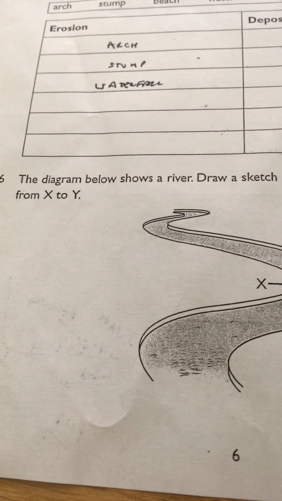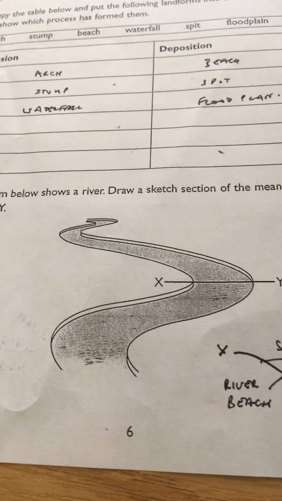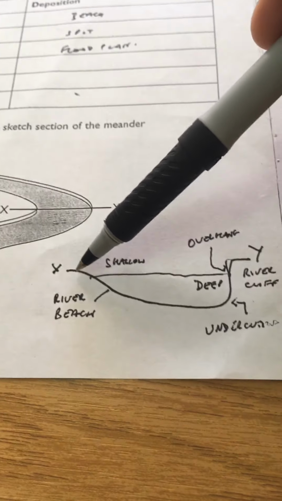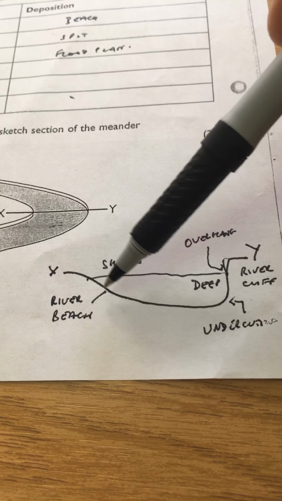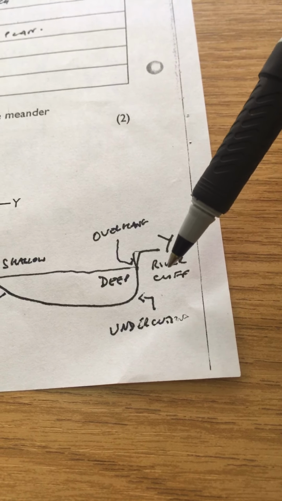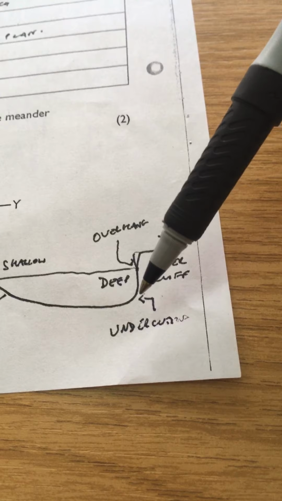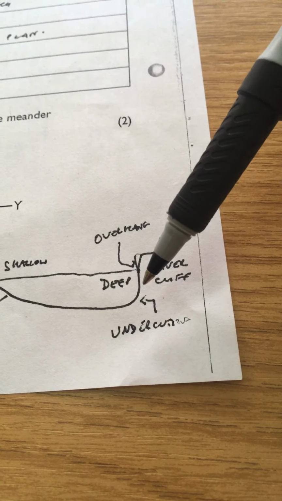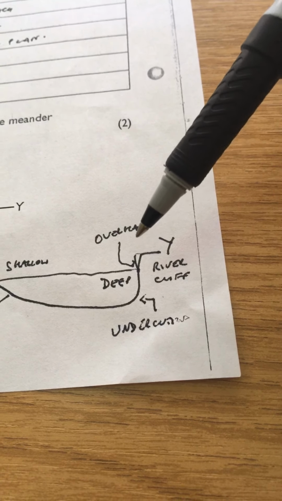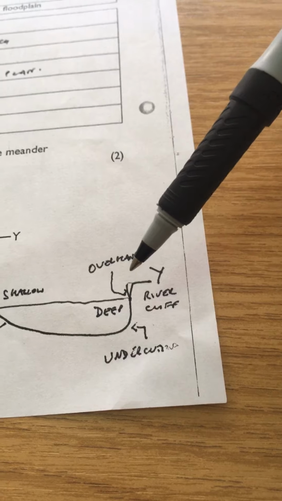And now, the diagram shows a river meander, and we have to do a cross section of it. So I've gone down here, and I've labelled on, so it's shallow on the inside of the meander, here we are. And here you have the river beach, it's shallow water. And on the outside of the meander, you have your river cliff. The water's deep. The undercutting happens at the base of the cliff, and it can create an overhang. To be honest, the overhang normally falls in the water anyway, but as they've asked for it, I thought I'd better put it in. Okay, and now on to the next page.